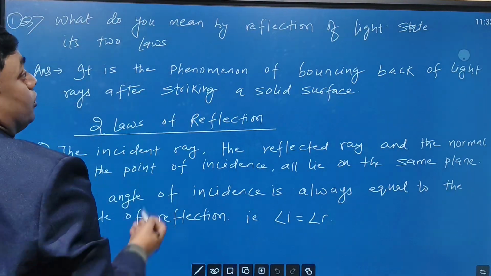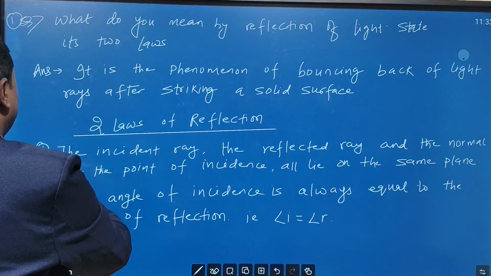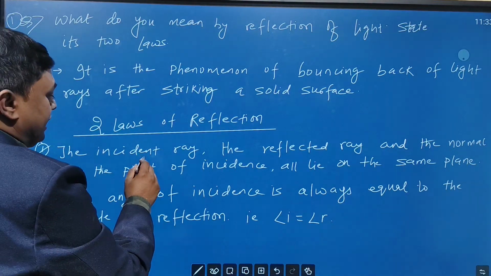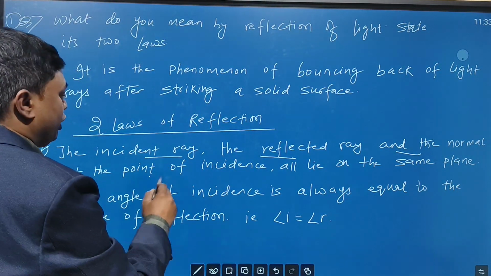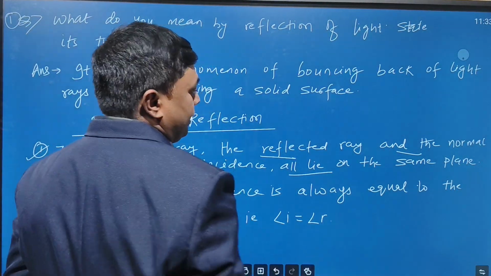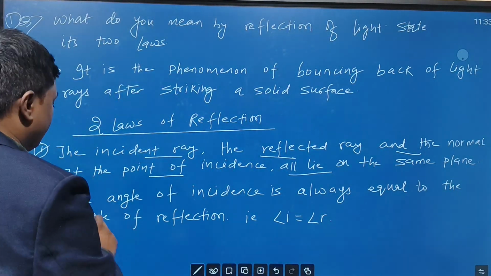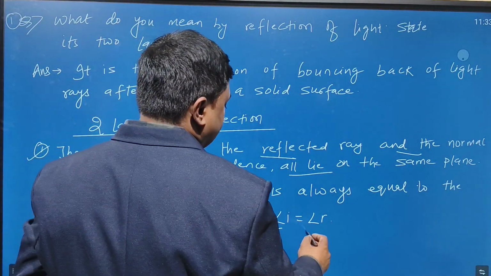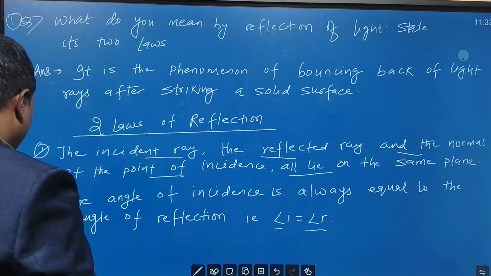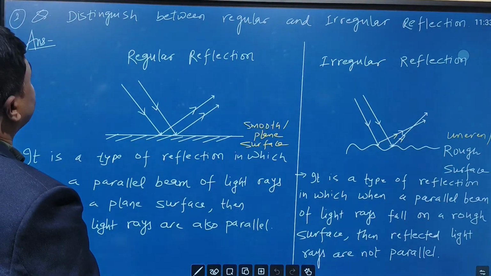Okay. State two laws of reflection. There are two laws. First law is what? The incident ray, the reflected ray, and the normal at the point of incidence, all lie on the same plane. Okay, and second one is what? The angle of incidence is always equal to the angle of reflection. That is, angle i is equal to angle r. Yes or no? Next question.